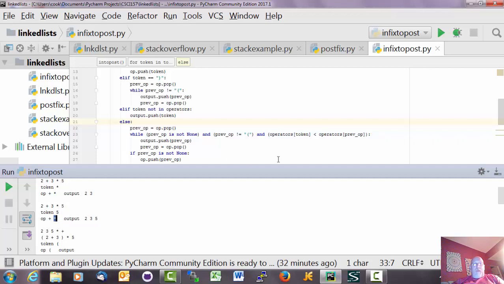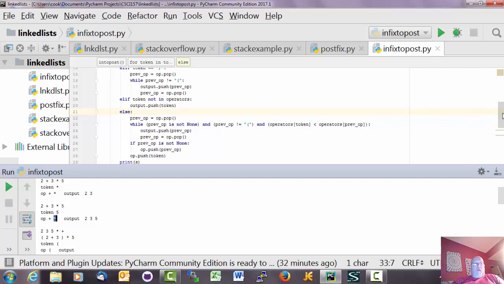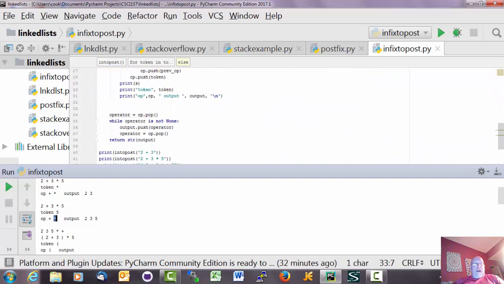And so now that we've run out of tokens, we've got to the 5. Remember, this while loop just goes through the operator stack and starts popping stuff off and pushing it onto the output stack. So we'll pop the times sign, and that will go on to the output stack, and then we'll pop the plus sign, and that goes on to the output stack, and we get 2, 3, 5, times, plus, which is exactly what we want.